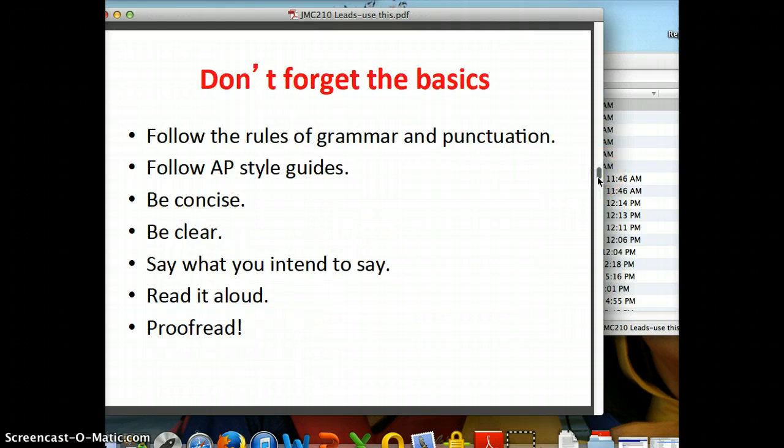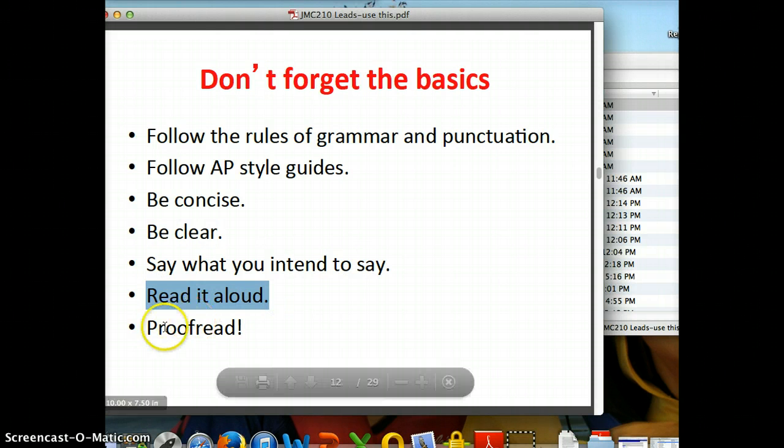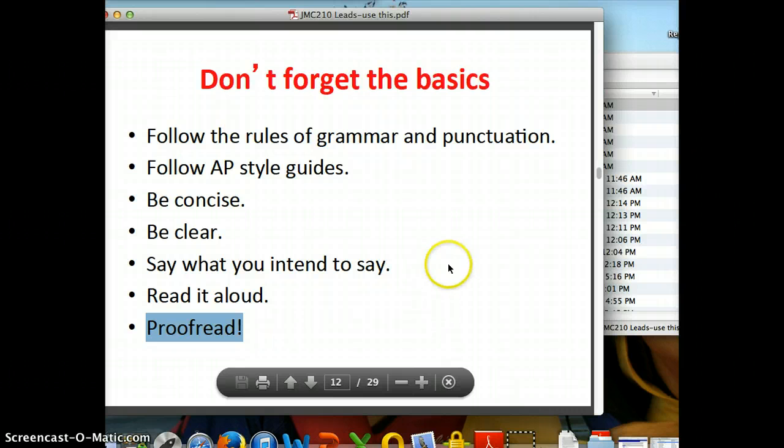Now, don't forget the basics. Follow the rules of grammar and punctuation. Follow the AP style guidelines. Be concise. Be clear. Being concise means don't use 3 words when 1 will do. Being clear means sometimes using the extra word so that people understand what you mean. Remember, if you read it aloud, it's going to help. And don't forget to proofread.